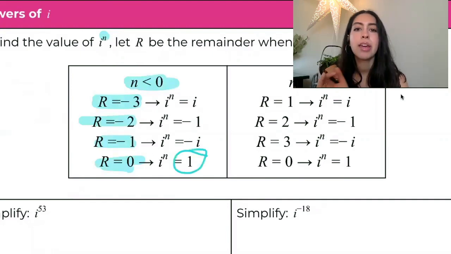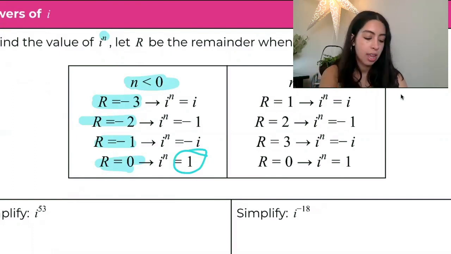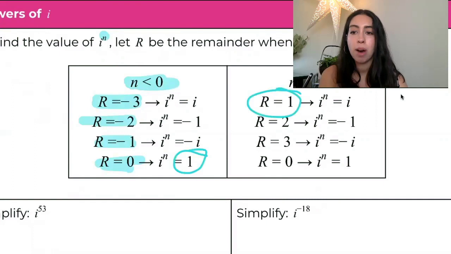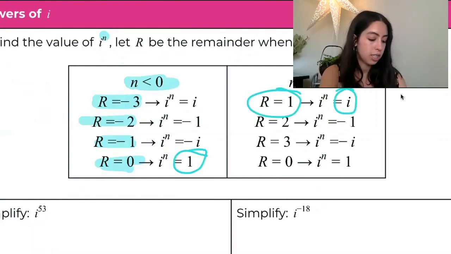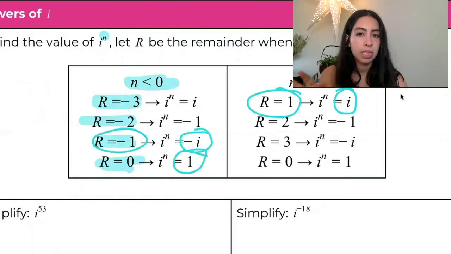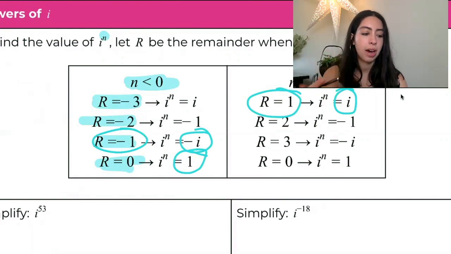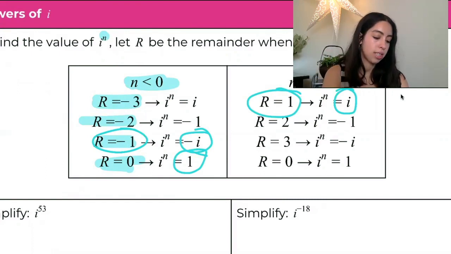If n divides by 4 and there's no remainder, then we know our answer is going to equal 1. If we're left with a remainder, then we look at the next part. If the remainder is positive 1, then it's going to equal i. If the remainder is negative 1, it's going to equal negative i. So we're going to do some examples just so you can see how this works exactly.